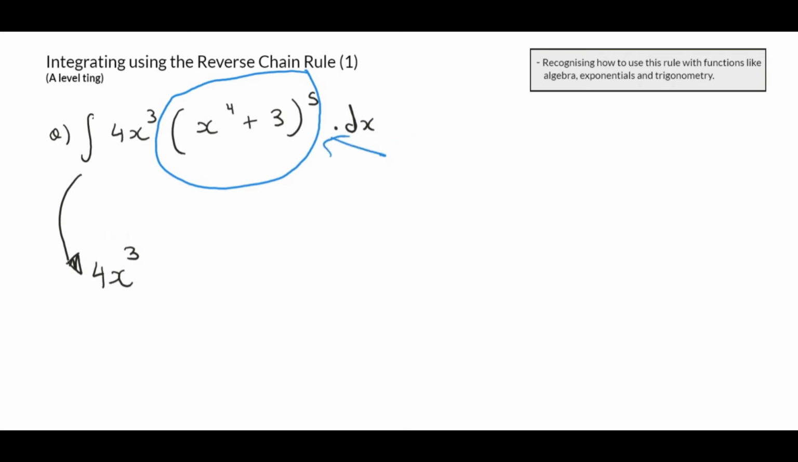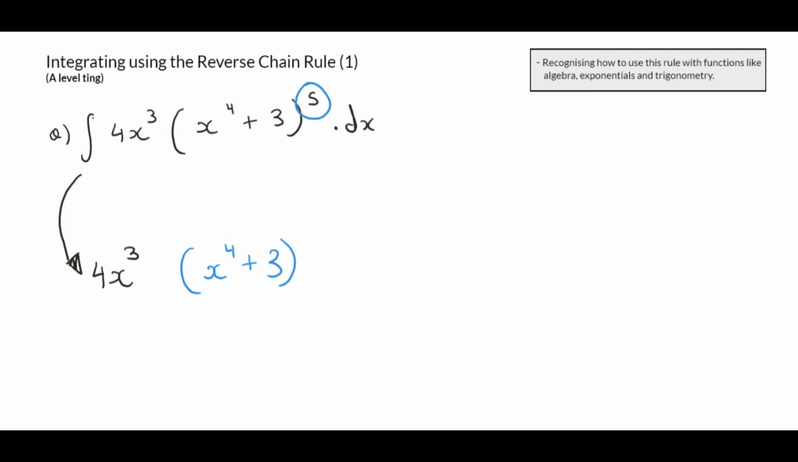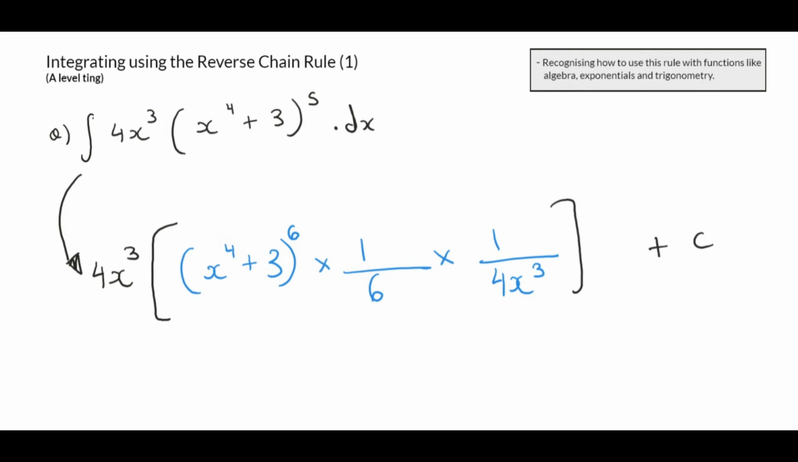Now, watch this. Remember the steps we wrote down earlier. The first step was, I rewrite the inside, so I rewrite this. The next step was, add 1 to the power, 5 plus 1, 6. The next step was times by 1 over the new power, and the new power is 6, so I put 6. The next step was times by 1 over the derivative of the inside. So what happens when I differentiate x to the 4 plus 3? It gives me 4x cubed. And then remember, don't forget the plus constant, okay? Now, please bear in mind that this is being multiplied.